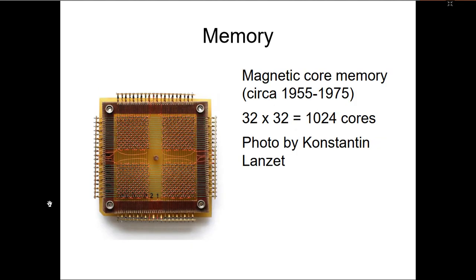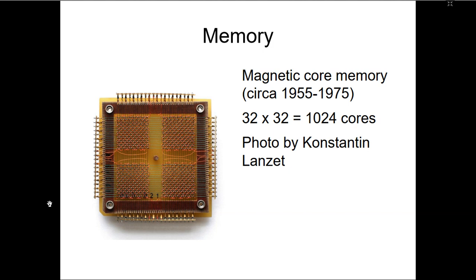So the key behind this is the idea of memory. And what we have here is a picture of some very early RAM. And it's very little RAM compared to what we're used to today. This is 1 kilobyte of memory.